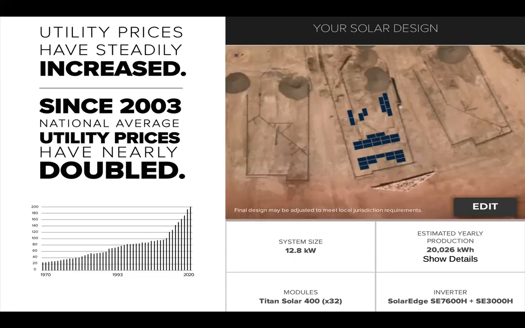They're going to produce 20,026 kilowatt hours their very first year. This is 32 400 watt Titan solar panels. Right now, it's looking at 2 different inverters. I would just max this out and just put the 10,000 AC inverter rather than 2 different inverters, especially because in TEP, it only allows a 10,000 watt inverter.